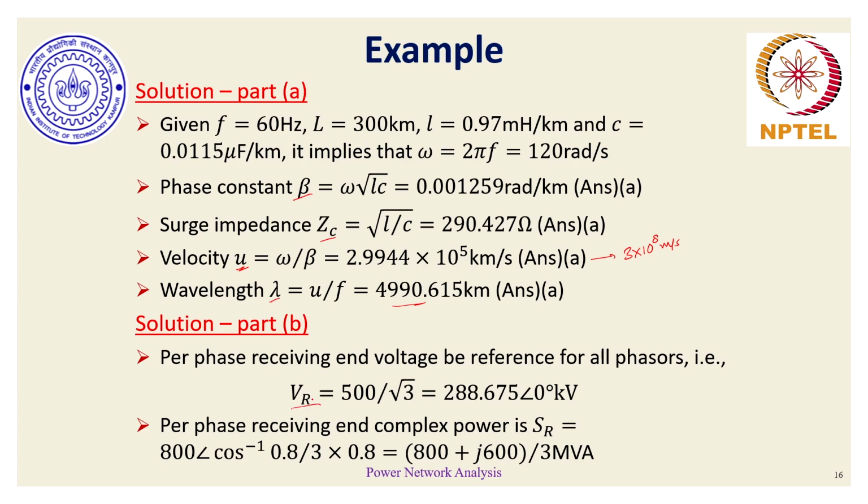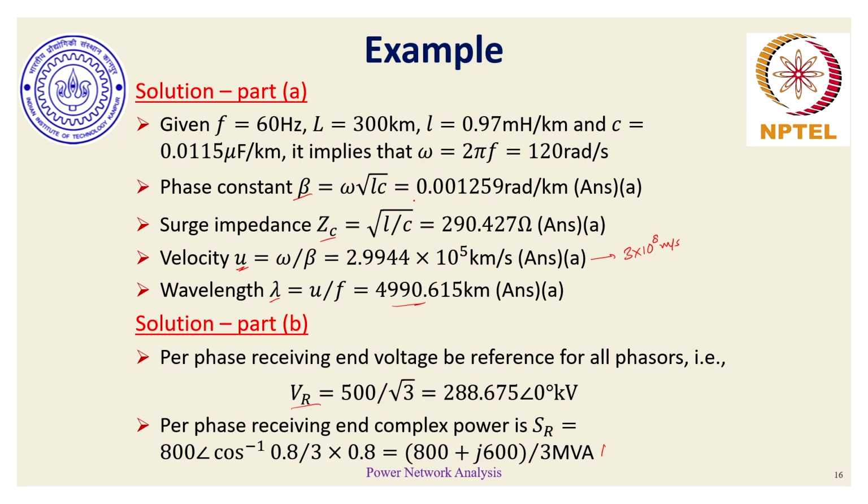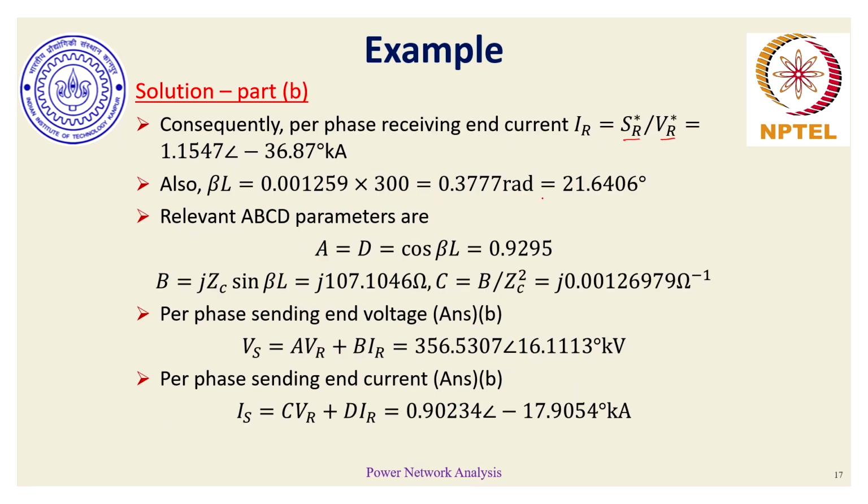Receiving end power is given, so we convert that into per phase power. We find the corresponding receiving end current, which is SR conjugate by VR conjugate. Beta is defined, which is 0.001259 radian per kilometer. We multiply it with 300, which is the line length, and we get 0.337 radian. How do I convert this into degrees? I multiply this by 180 degrees by pi radians, and that's how I would get this number.